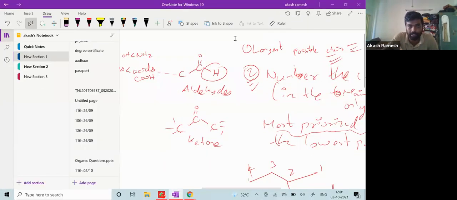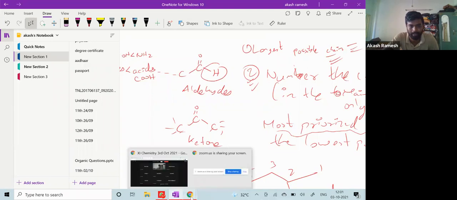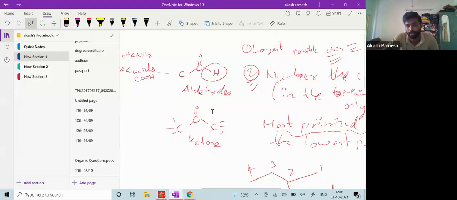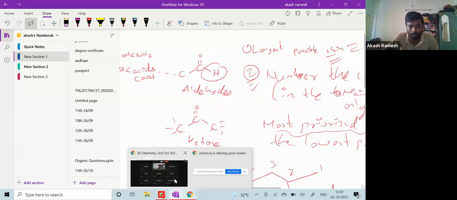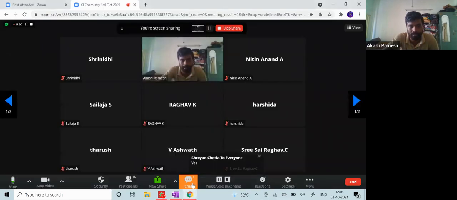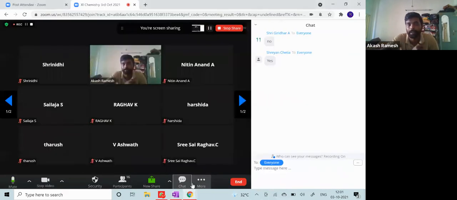Everybody should participate. Where is the... Oh, okay. If I have to see the chat box, I have to go into this, because I'm using the web version. I don't know what is happening. Anyways, I'll look in here. Okay, Srigarita says no. Strayan says yes. Come on, everybody, participate. Just tell me yes or no.